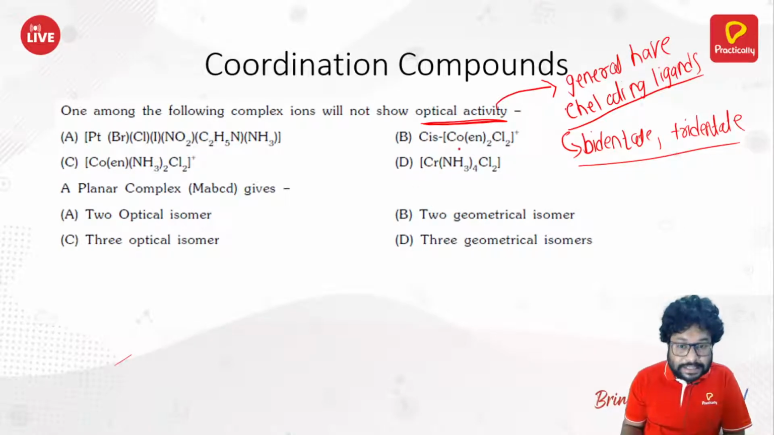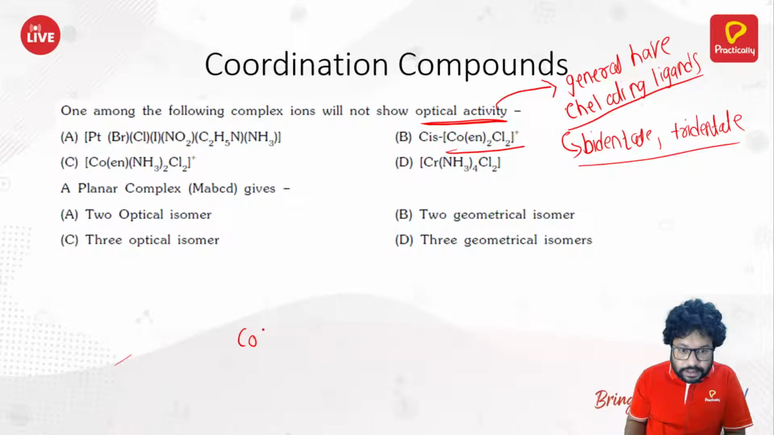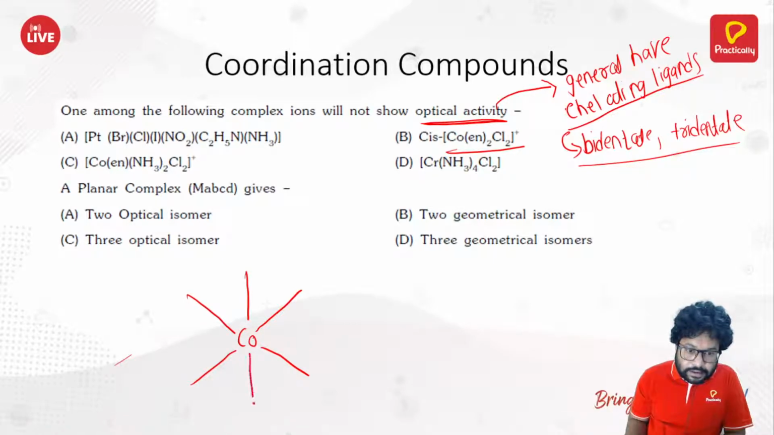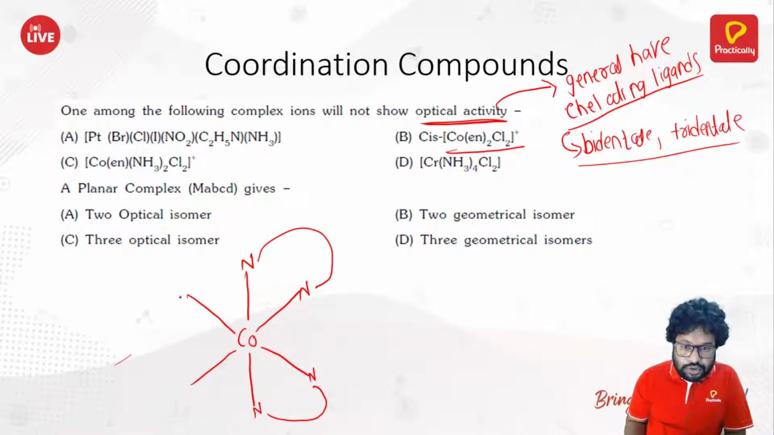For example, let's take this case. This is a cis they are telling us, right? So if you draw this compound, it is a cis. How should it look like? See, it should look like this. Let me draw it. It's an octahedral, right? So this is nitrogen, and you have a chlorine on this side. So this is how it looks like.